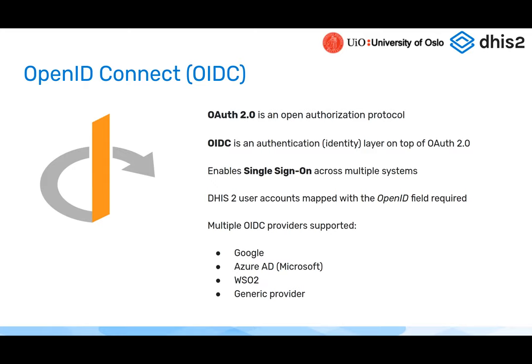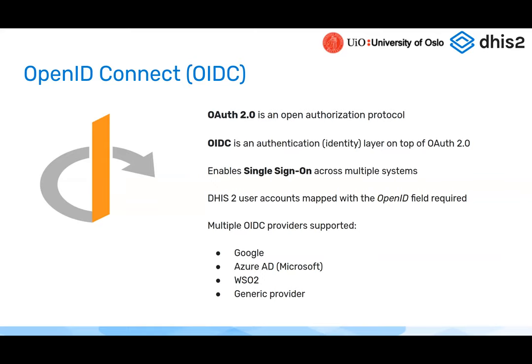So OpenID Connect is an authentication or identity layer built on top of OAuth2. It provides a more modern programming experience with a RESTful JSON API and the use of something called JSON Web Tokens. The benefit of this functionality would be to allow for single sign-on across multiple systems. So if you have an identity provider using, let's say, Google or Azure Active Directory or Facebook or whatever, you can now have a single sign-on across all your systems in your organization.